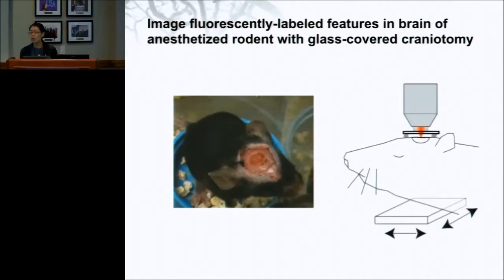The mice actually do very, very well with these windows. We can implant them and have them around for up to half a year, and given that a mouse only lives a couple years, this enables us to observe a mouse and see what happens to the disease over a good part of their lifespan.